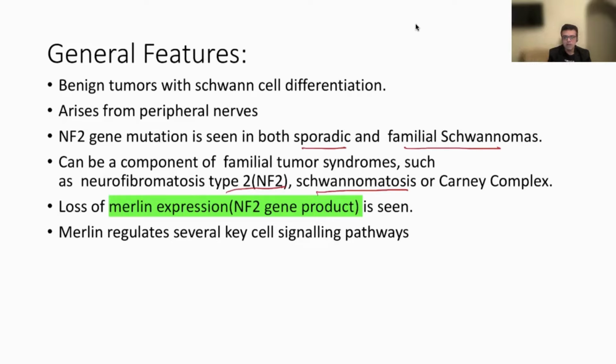An important, very high-yielding thing is loss of Merlin expression, which is an NF2 gene product, characteristically seen. So loss of Merlin is an important feature. Merlin regulates several key signaling pathways. So loss of Merlin contributes significantly towards the development of schwannomas.